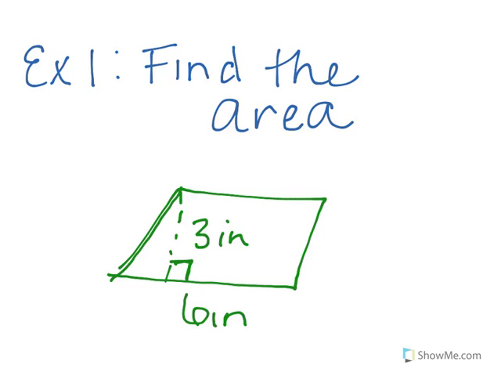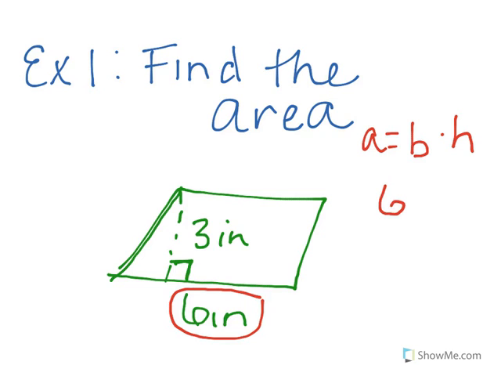So that leads us into our first example. Let's find the area of this parallelogram. I know that the area equals my base, B for short, times my height, and I'm always going to write that formula down. First I'm going to find my base. My base is right here, so that's 6 inches, and I'm going to plug 6 into my equation. Then my height is right here, which is 3. So I'm going to say 6 times 3, and I know 6 times 3 is 18.